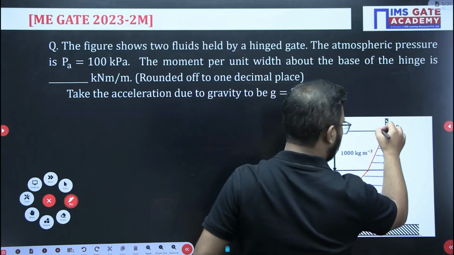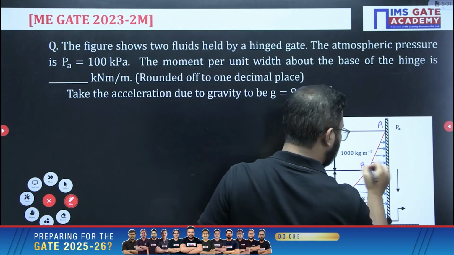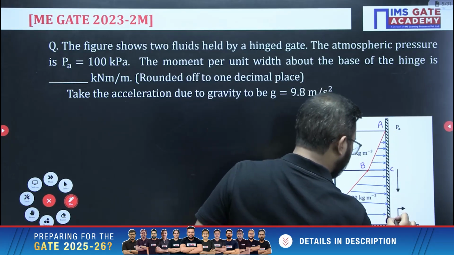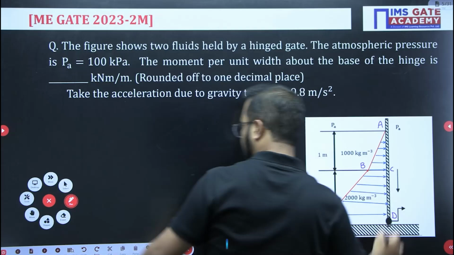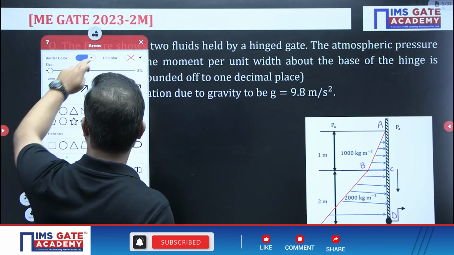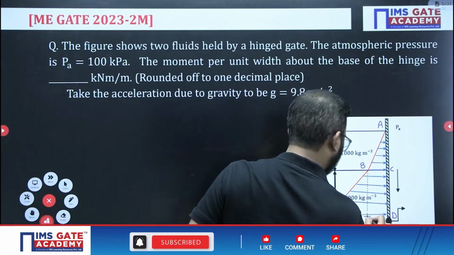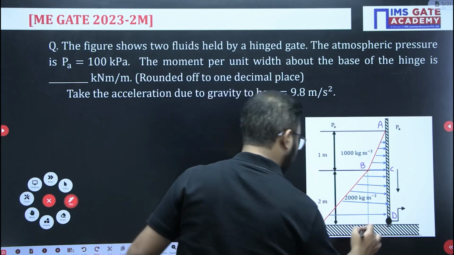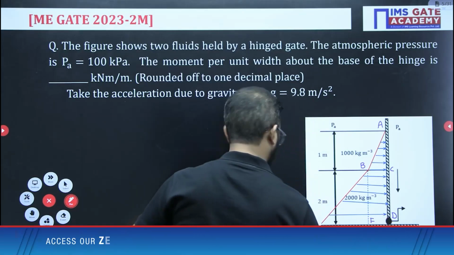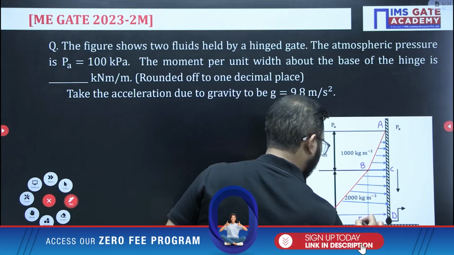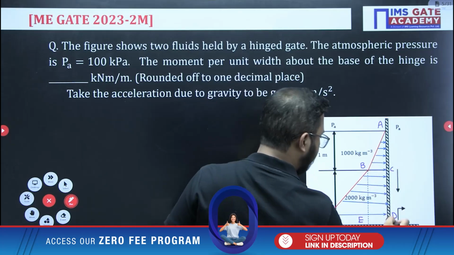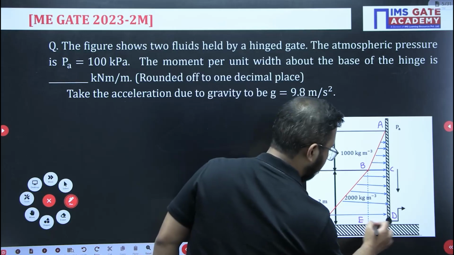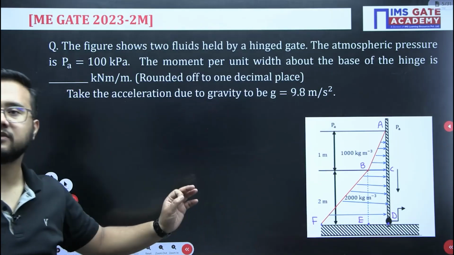So let me write out the names here so that it will be easy for us to understand the force values. So this A, B, C, and let's suppose this point is D. And one more point we will be considering here. This is E. A, B, C, D, E, and this is F. Like this. Clear? This is the pressure diagram we will be having.